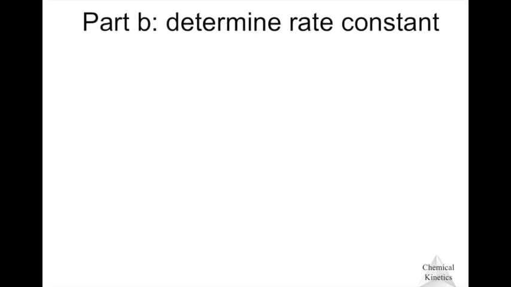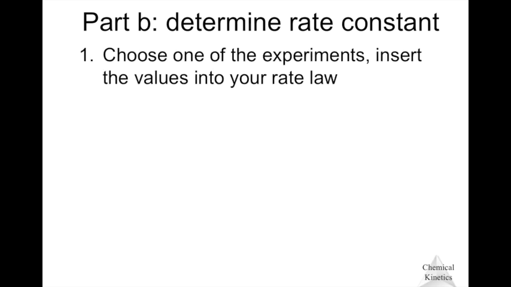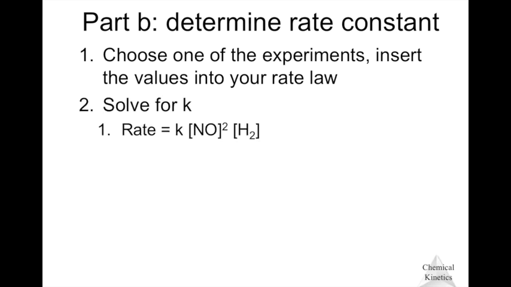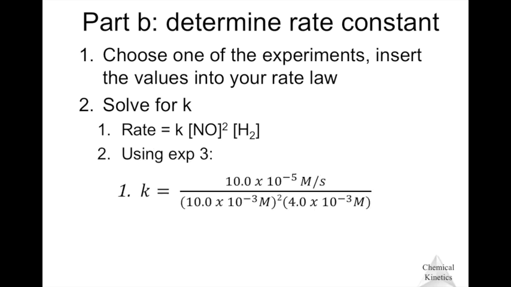So how do we figure out the rate constant? Now all we need to do is pick one of those experiments and plug those values into your rate law and solve for K. So here's our rate law, and I'm going to use the data from experiment 3. So we get the rate setting equal to K times the concentrations.